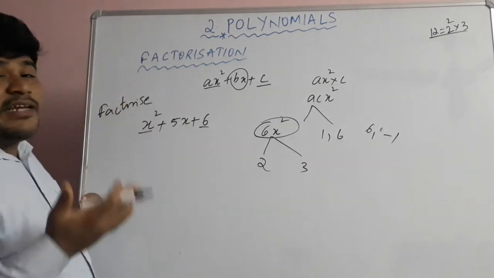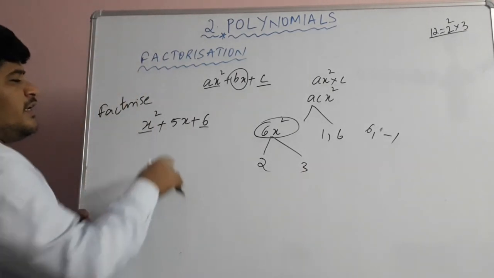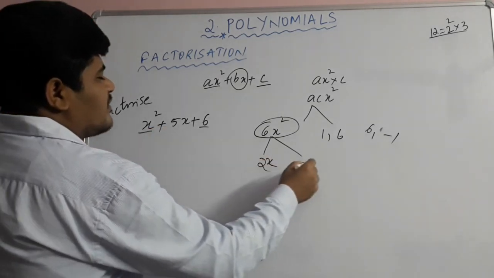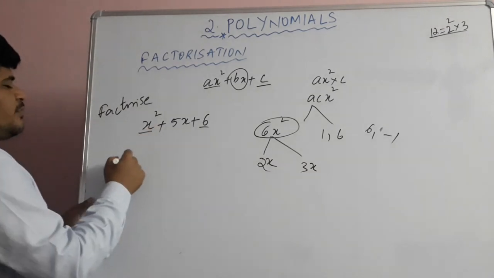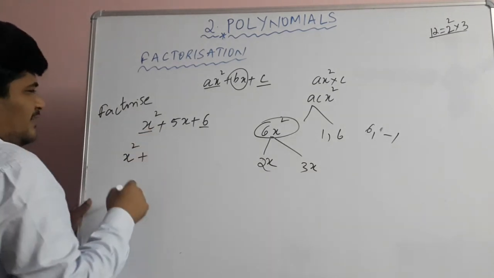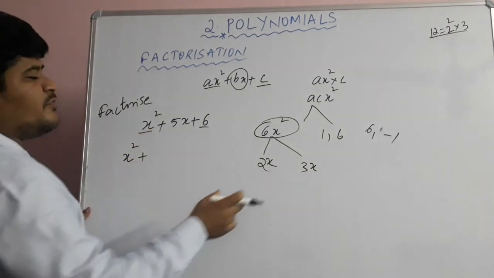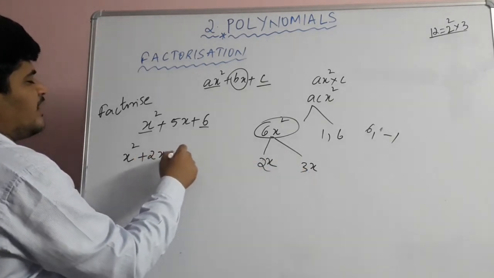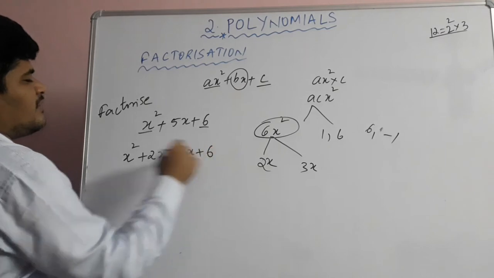Okay. So 2 plus 3 is what? 5. No? And here what is the middle term? 5. So here just put x. Okay. And take this expression x square plus. Now split the middle term with the help of these factors. So x square plus 2x plus 3x plus 6.